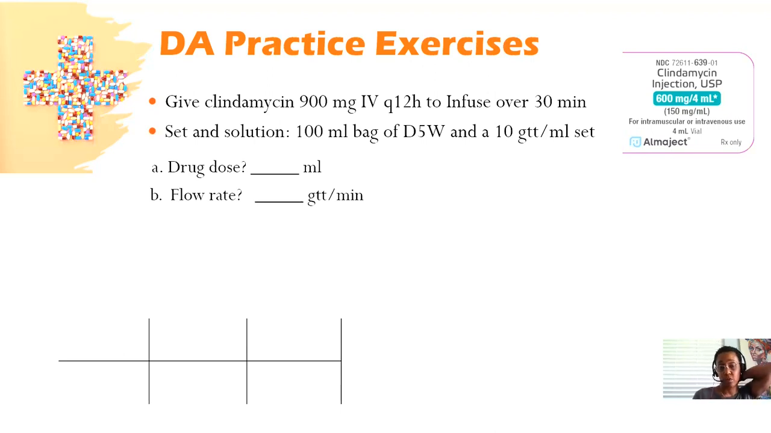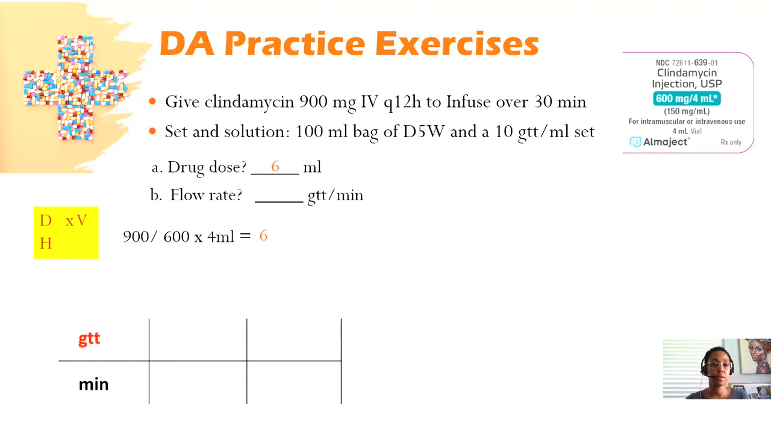So for the first step, you could use your desired over have to calculate how much medication you're going to give. You're going to do 900 over 600, they're all in the same units, times 4, because our availability is 600 milligrams in 4 mLs. And then we have 6 mLs. So you're going to draw up 6 mLs from that vial, and you're going to put it into your 100 cc bag.